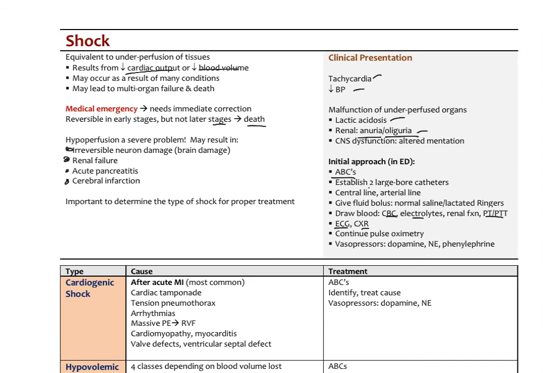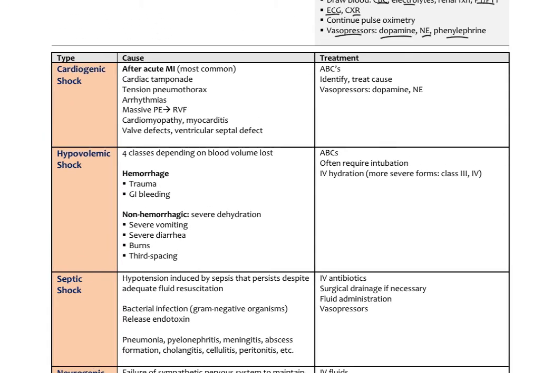And then if the blood pressure is falling, they'll give vasopressors, and that would be things like IV dopamine, norepinephrine, or phenylephrine. All of these will raise your sympathetic nervous system response and get your blood pressure up. So what are the different types of shock?